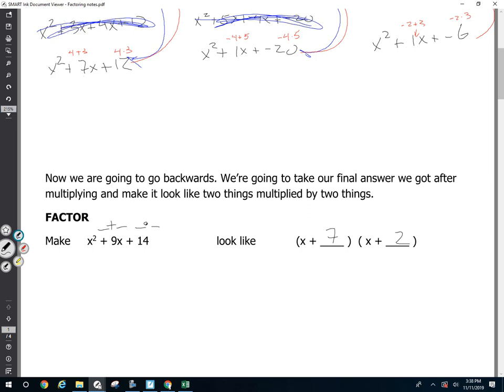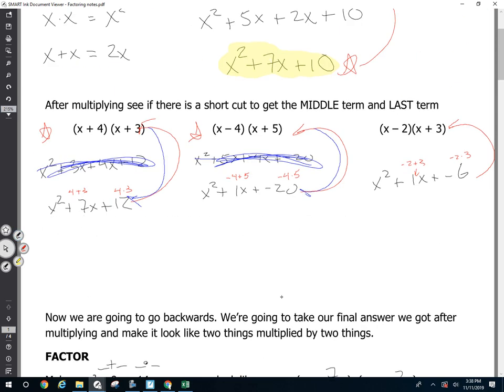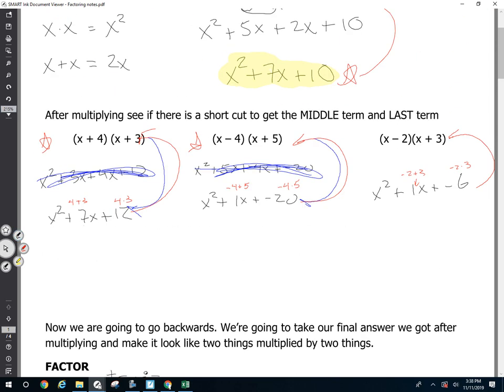If you understand distribution, you should understand how going backwards, you're looking for two numbers that add to get this and multiply to get this, because we ended up adding 3x and 4x. We multiplied 3 and 4. We added 5x and negative 4x. We multiplied to get negative 20. We added negative 2x and 3x. We multiplied to get negative 6.